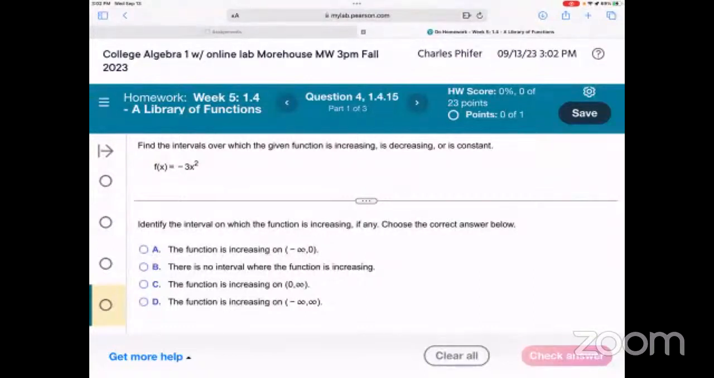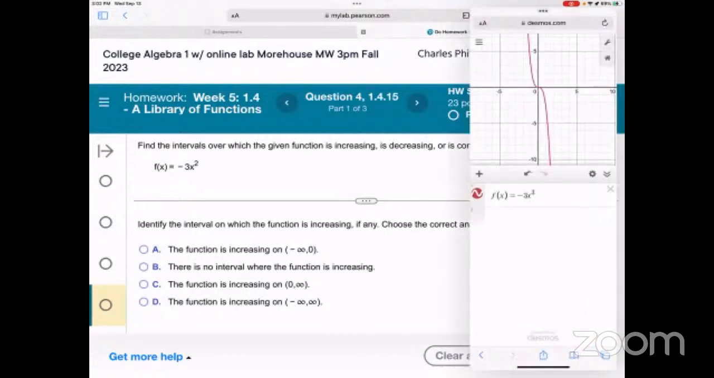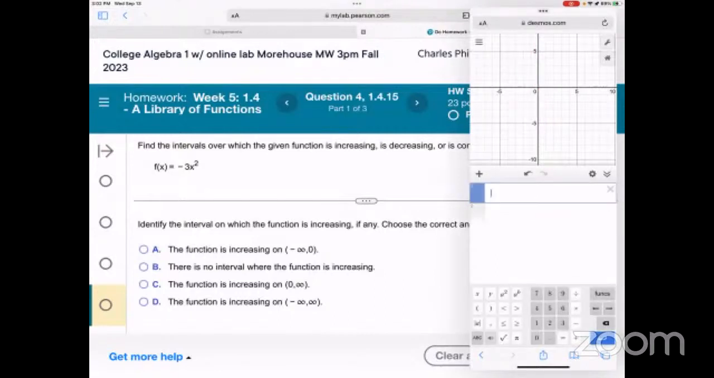If you had a graphing calculator, you can use that. Another option is this thing called Desmos. This is a free graphing website. You just go to desmos.com and click on graphing calculator, and this will come up. Then all I'm going to do is type in f of x equals negative 3x squared. And that's the actual image, right? It's a U-shaped curve that's upside down.